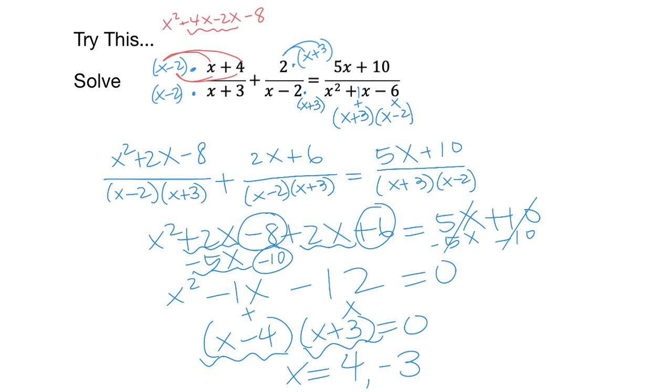Now before I box this in, I'm going to check my extraneous solutions, my domain, see if anything doesn't work out. So looking at my bottoms, this one would tell me x could not equal positive 2. We're okay on that one. And this one tells me x cannot equal negative 3. Uh-oh, that was one of our answers. So I'm going to cross that out. And my only answer is positive 4.